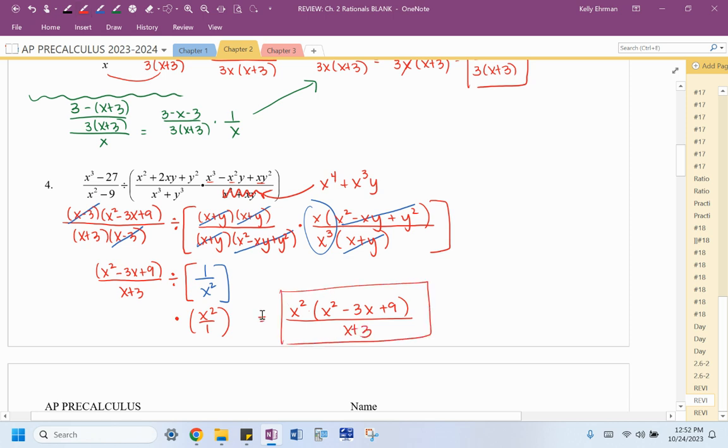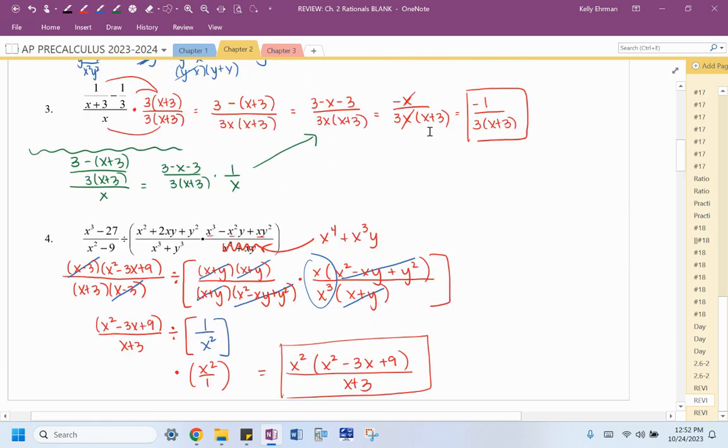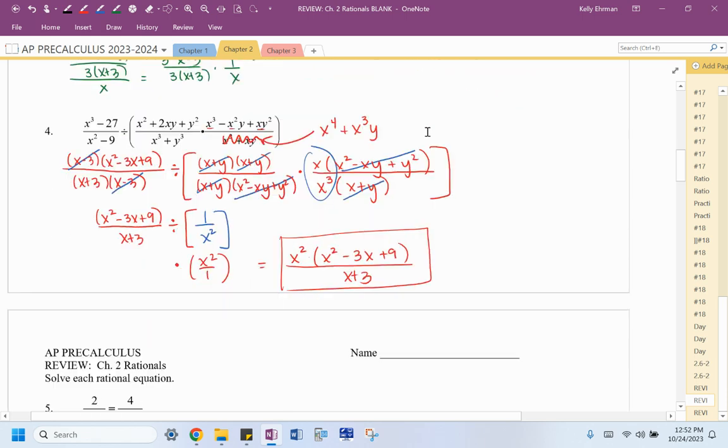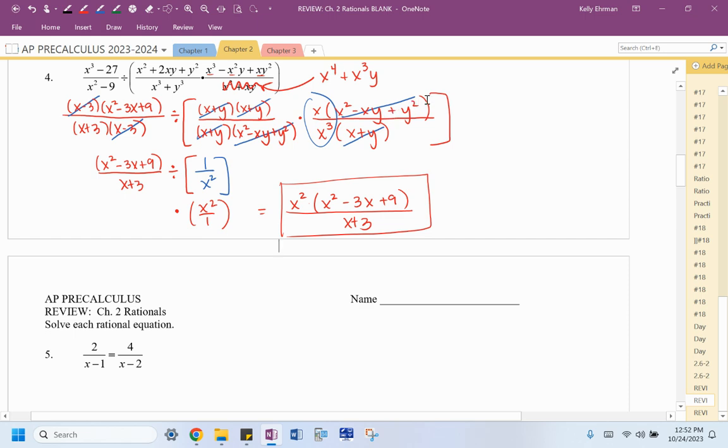So I think simplifying problems are the most difficult because we can't get rid of fractions. And it's just a lot of keeping track of things. So try to write your work in a neat way. Try to make sure that you're showing every step and not trying to skip steps.